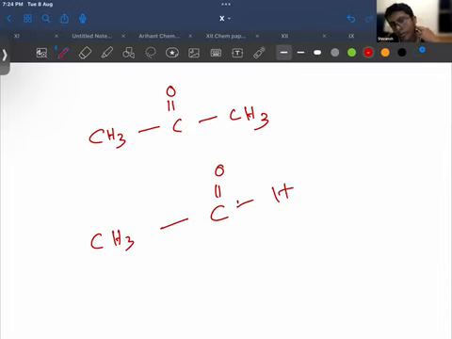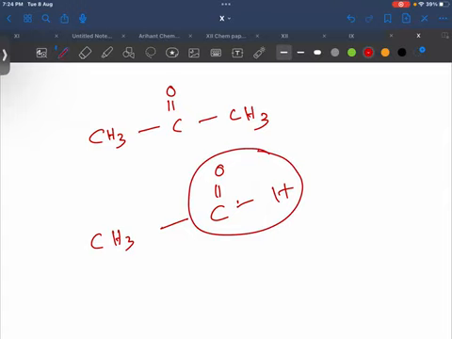And one more thing I want to say: the CHO group will always be in the beginning or in the end. Remember. So wait, isn't the first one both a ketone and an aldehyde? No, that's what I'm saying, Shivansh. Look at this carbon, both are connected to carbons.